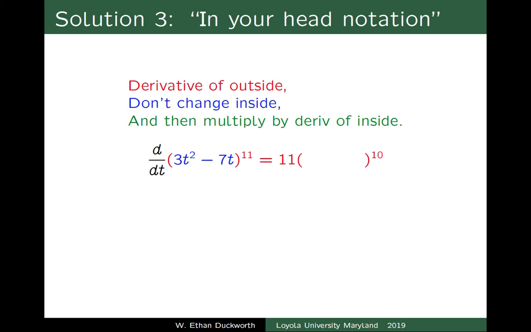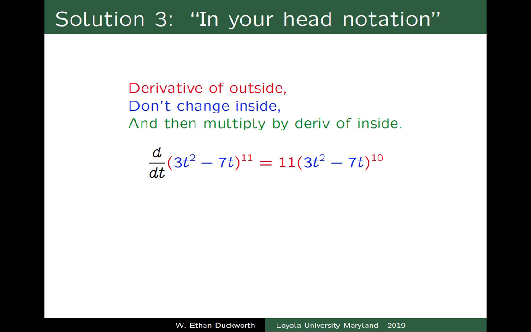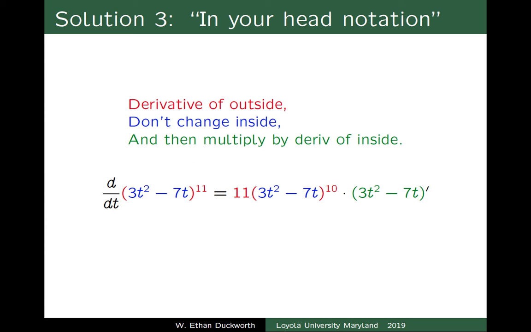The next step is don't change the inside. What I mean by that is on the right hand side where I'm doing my work, I'm going to write the inside, but I won't change it. I'll just rewrite it there, copy and paste. So 3t squared minus 7t is still on the inside. And then I should multiply by the derivative of the inside. So that's multiply by 3t squared minus 7t prime. And again, the prime is telling me I still need to finish taking that derivative. It means the derivative, but I haven't shown yet what that is.